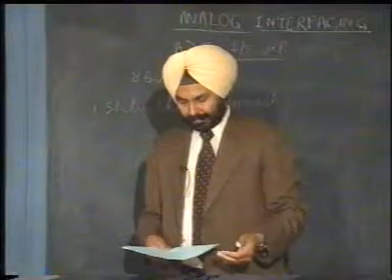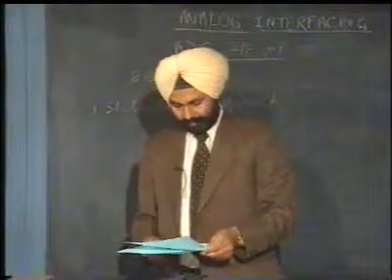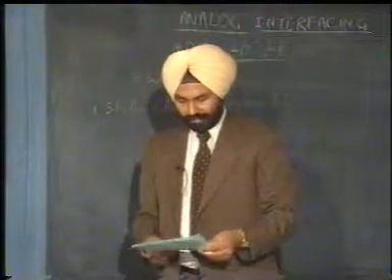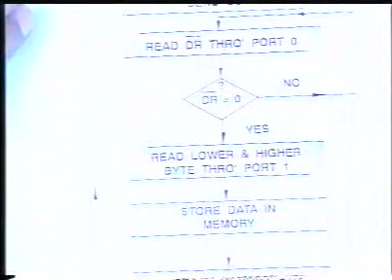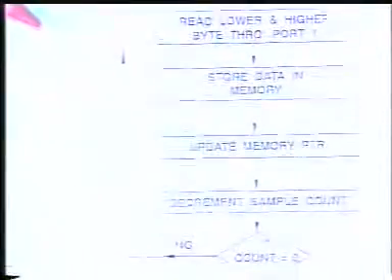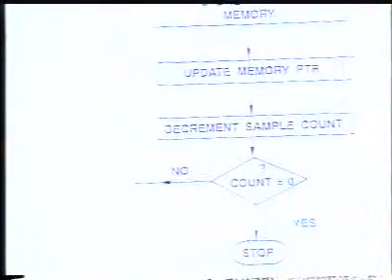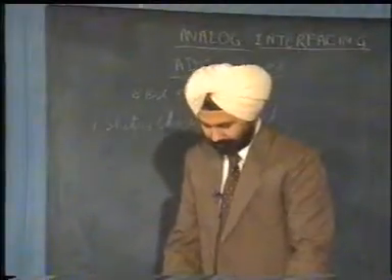Then after this, read the byte from the output of the A to D converter into the microprocessor. Store it into the memory, update the memory pointer, decrement the sample count. Is the count 0? If it's not, go on repeating the process. If it is 0, that means the process is over.